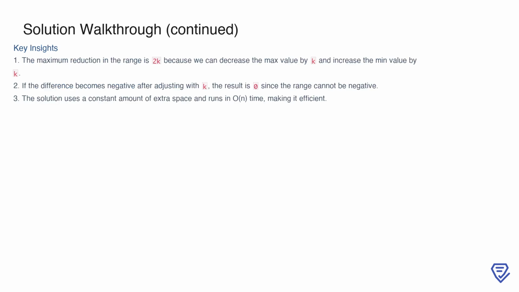To summarize, there are a few key insights to keep in mind for this problem. First, the maximum reduction in the range of values is 2k, since we can decrease the maximum value by k and increase the minimum value by k. Second, if the adjusted difference becomes negative after applying k, the result is set to 0 because the range cannot be negative. Lastly, the solution is highly efficient, as it only requires us to calculate the maximum and minimum values of the array, making it run in O(n) time. Additionally, it uses a constant amount of extra space. These properties make the solution both simple and optimal for this type of problem.